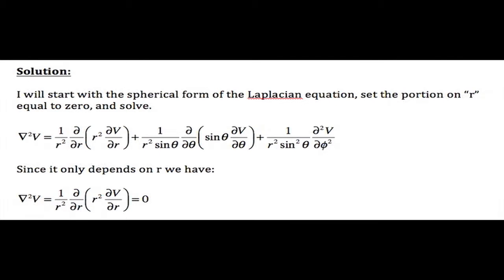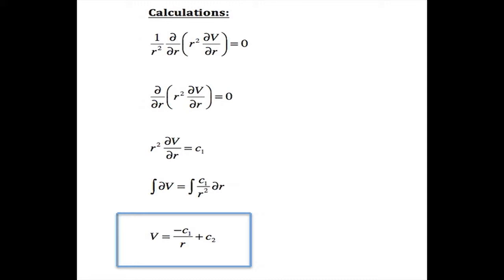So for the solution, we're going to start with the spherical form of Laplace's equation, and since this only depends on R, we don't need the second and third piece of this, which depend on theta and phi. So then we're going to go ahead and work with the equation here for R and set it equal to 0.